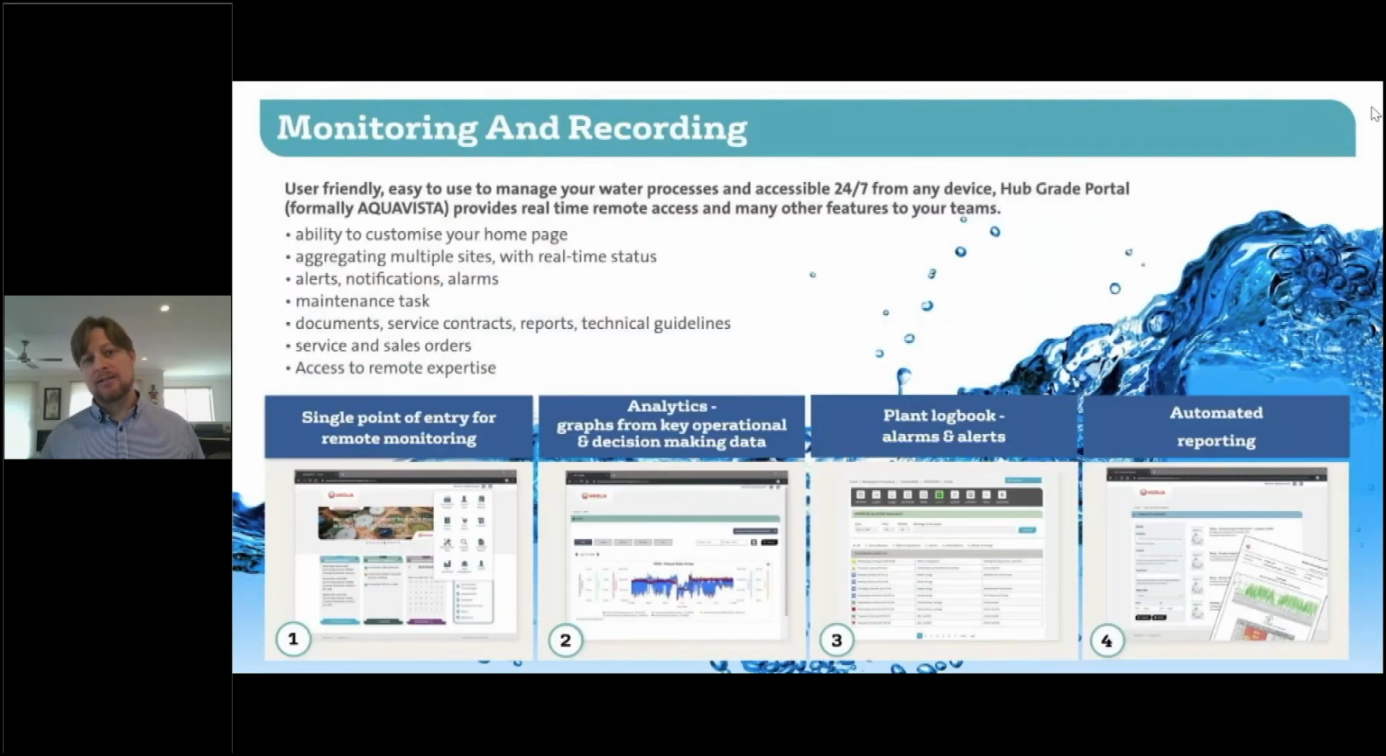Monitoring and recording, following on from service, is also important. Now, having remote monitoring for the equipment is ideal, because it means that your service contractor can assist you to monitor your equipment and catch anything before it becomes a problem. Now, we at Veolia have what we call the HubGrade portal, formerly known as Aquavista, which is a full remote monitoring system. We can see basically the screen of the RO remotely, as can hospital staff.